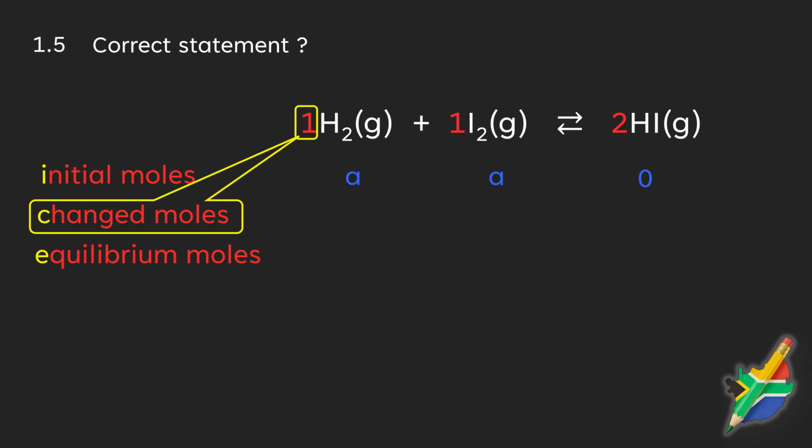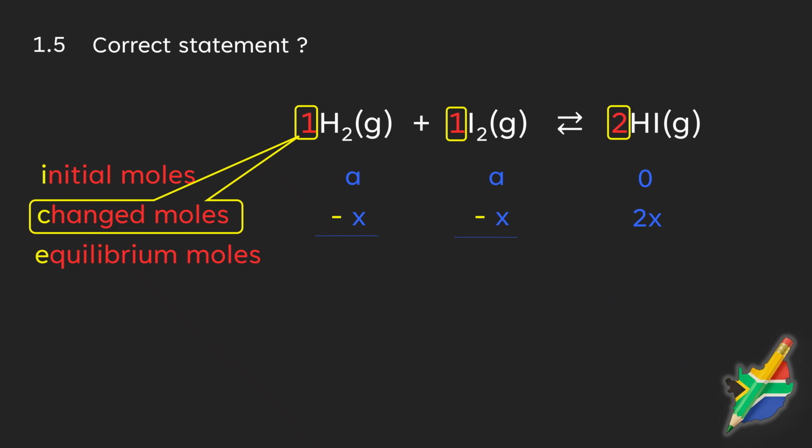So since 1 mole of hydrogen reacts with 1 mole of iodine to produce 2 moles of hydrogen iodide, if we then say that X moles of hydrogen reacted, and we are calling it X because we don't know the value, then the same number of moles of iodine must also react according to the balanced equation. And double the moles of the product must form, that is 2X.